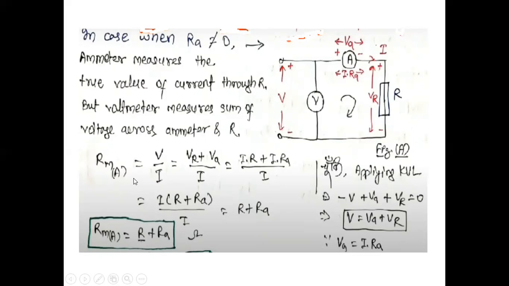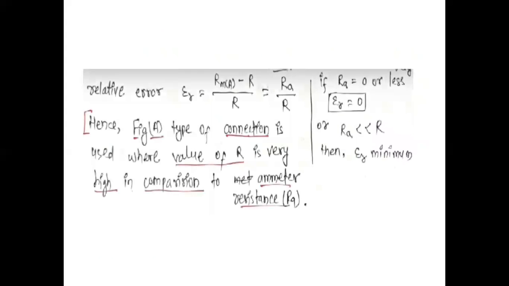This is because of the internal resistance of the ammeter. The error is nothing but RA upon R. Suppose RA is less, meaning the ammeter resistance is less, then the error will be less.